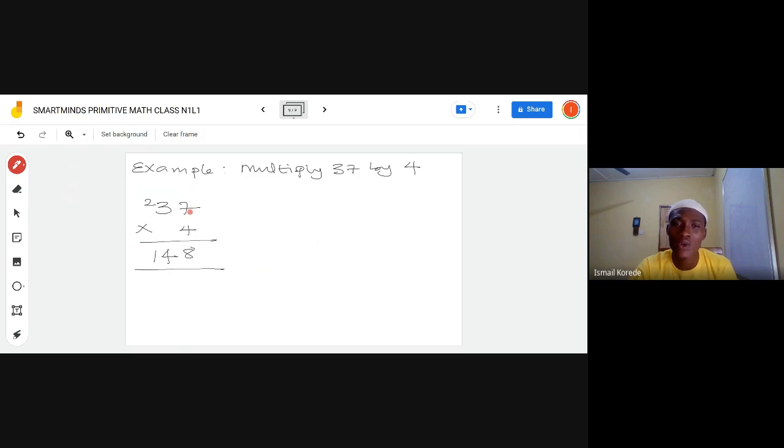So I can decompose 37. I can use the decomposing method. So 37 I can decompose into 37 is equal to 30 plus 7. You agree with me that this is correct? Then I put the 4 here. So that's the multiplication. I'm going to use 4 to multiply 30 as well as 7. So I'm going to have 30 times 4, and I'll still have the plus sign, plus 7 times 4.